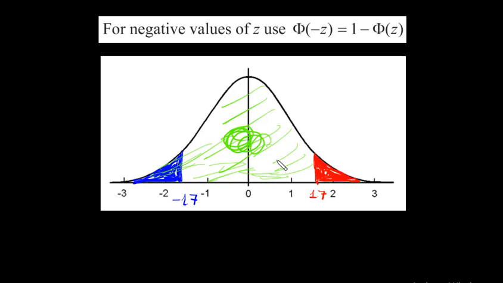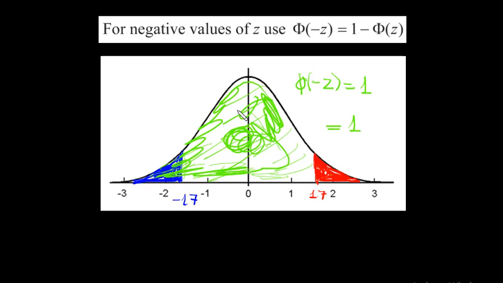But this part added up to here equals 1. Add up to 1, and then you want to find this area. So this area will be equal to phi of negative z. Negative z means minus 1.7, which equals 1, the total area of the curve, minus this one, the one with green color here, phi of z, which is provided in the z-score table. So that's how you can find probabilities or the areas for the negative value of z.